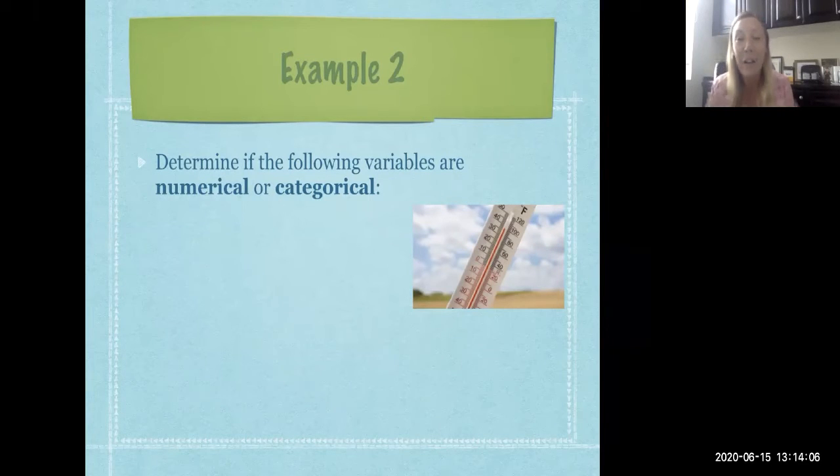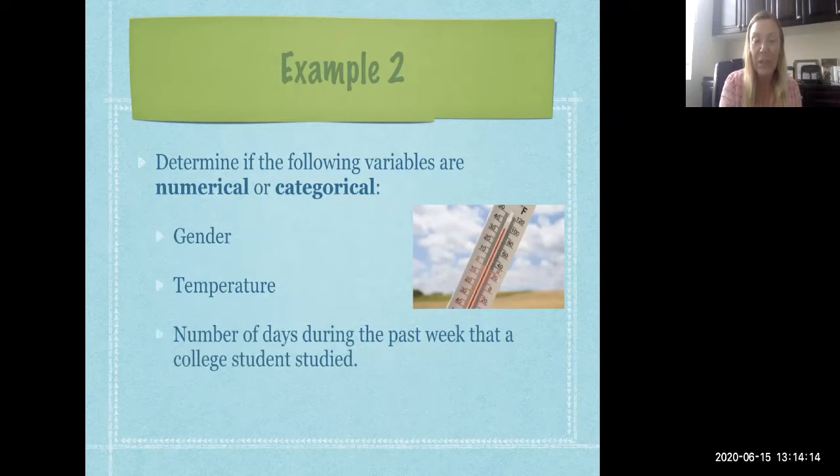So it's a category, right? So for example, here are some different variables, right? Gender is a variable. The temperature can vary as well.